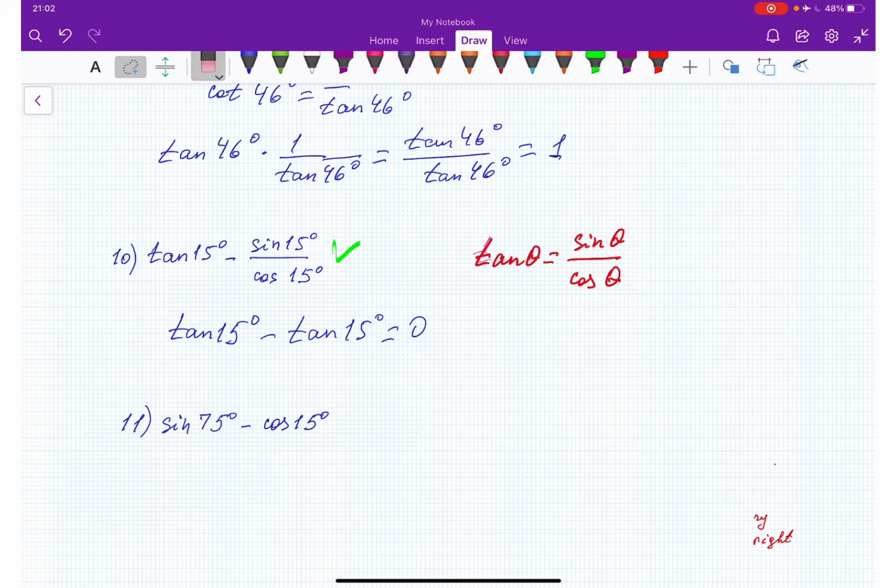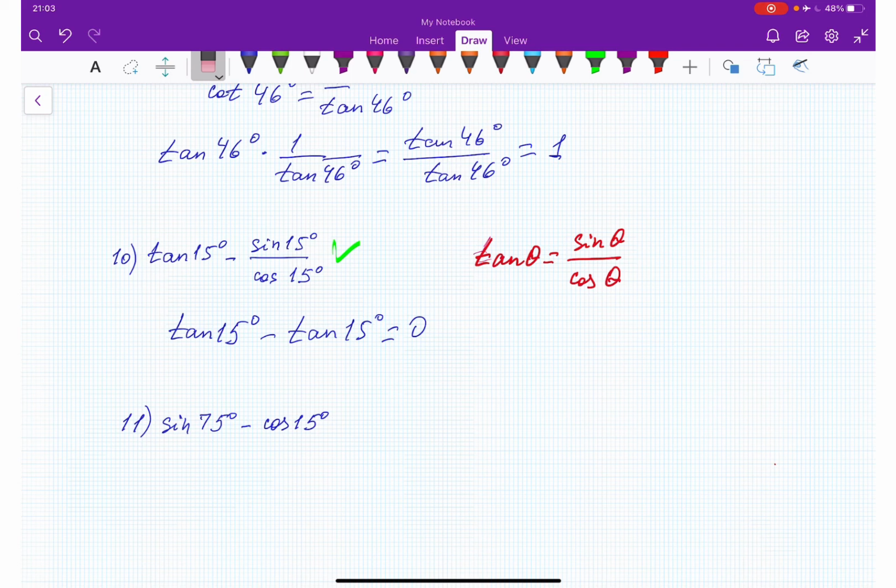Now we have a different story because we have different degrees. I cannot take advantage of what we had so far, all the formulas. Here we are going to do sine 75 degrees minus cosine 15 degrees. So here we are going to use the complementary angle theorem.